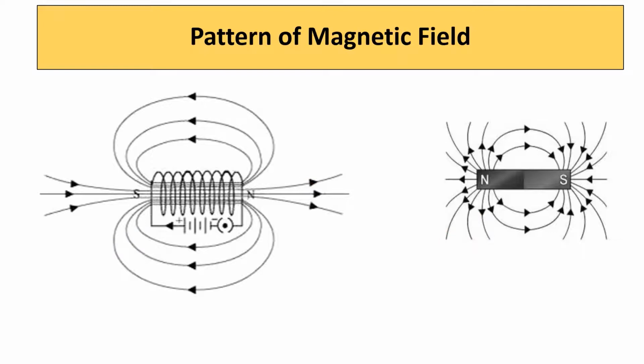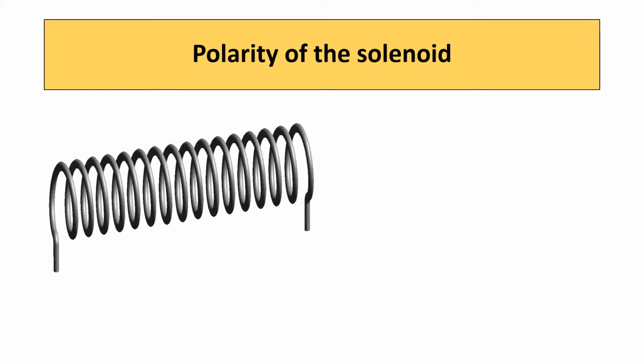How do we know the polarity of this solenoid, whether this is north or south? If you know the polarity, say this is north and this is south, then it is easy for us to draw the magnetic field lines. You can draw from the north pole to the south pole, and inside from the south pole to the north pole. How do we know the polarity of this solenoid?